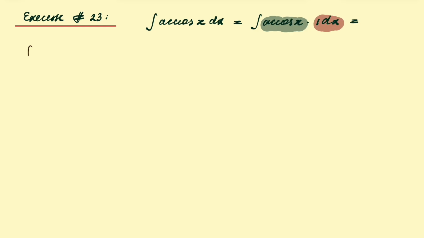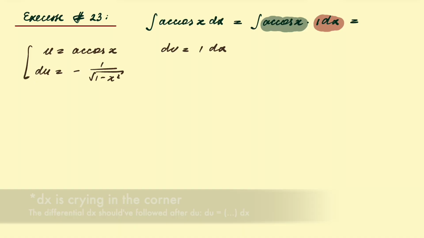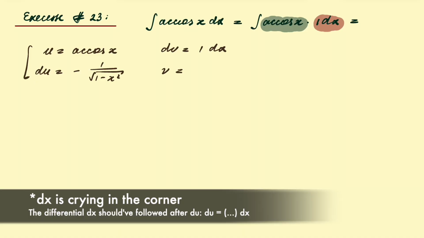We have u equal to arc cosine of x, and dv is equal to 1 times dx. Now then, du is just minus 1 over square root of 1 minus x squared, and v can be found easily, it's just x. Here this is a table value that you need to remember. For arc sine of x it was just 1 over square root of 1 minus x squared, and for arc cosine of x it is with a minus.